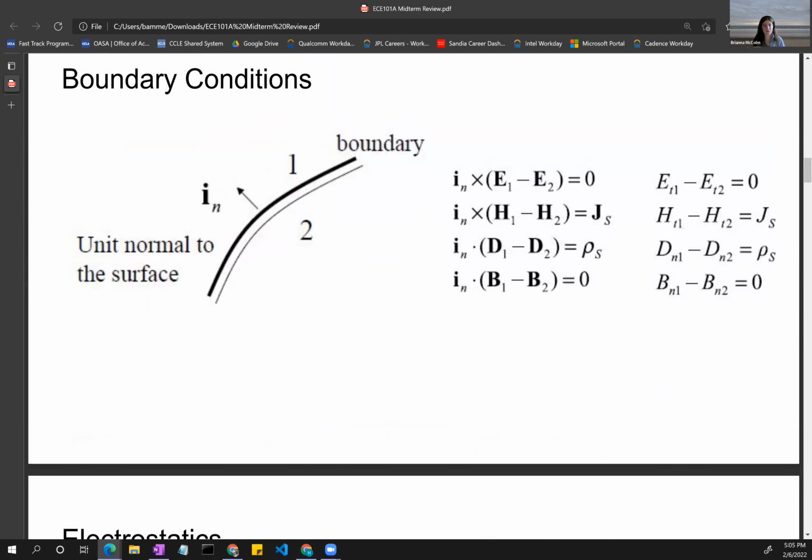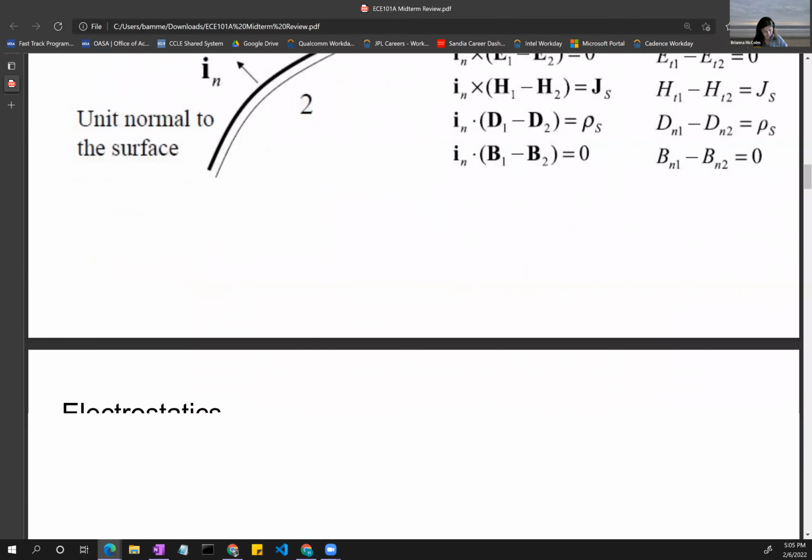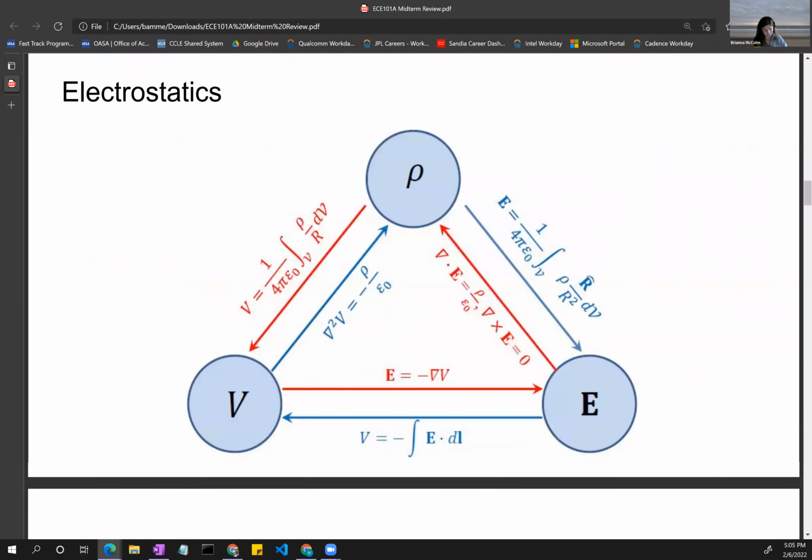Next we have boundary conditions. These are when you have an electric or magnetic field going from one medium to another. There are some conditions on the boundary of that medium that you need to be familiar with. So I'm going to go into some examples. This is just a useful chart. This is basically a repeat of some stuff that was present on the previous slides, but it's just summarized nicely here on this chart.